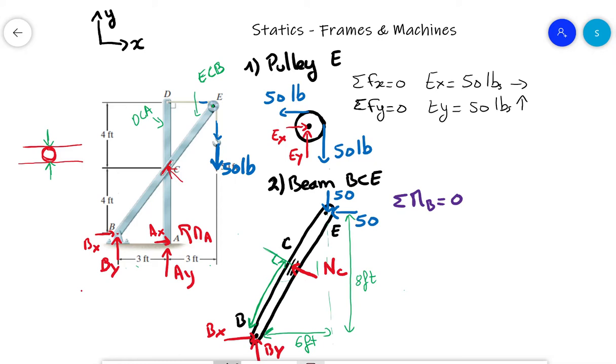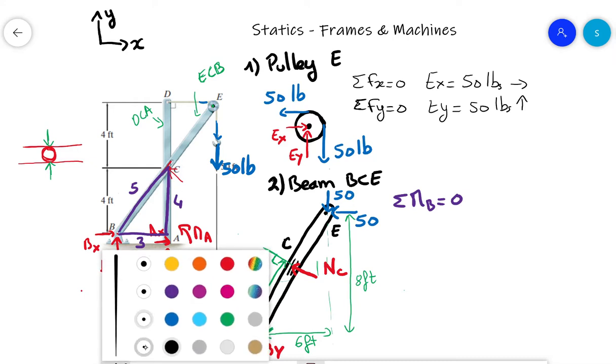Let's look at this triangle there. This is 3 feet. This is 4 feet. So this distance BC is 5. It's our 3, 4, 5 magical triangle. Okay. So this distance there is 5. Okay, so let's write our equation.